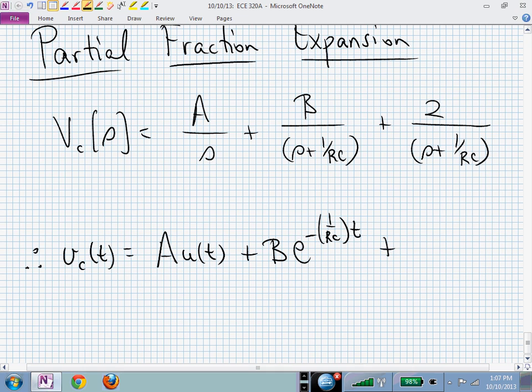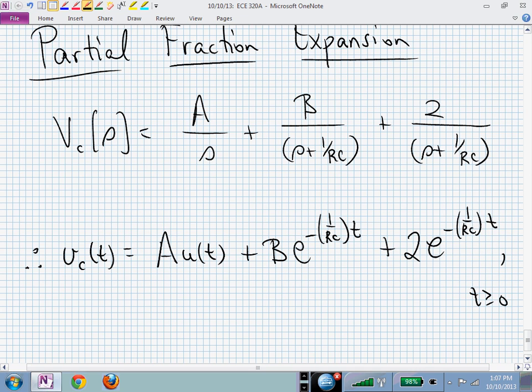Now can you write down the third term? That's exactly the same structure as the middle term, isn't it? So this is now 2 e to the minus 1 over RC t. And we need to remember that all of those are only on for non-negative values of time. This is starting at time t equals 0, this structure.